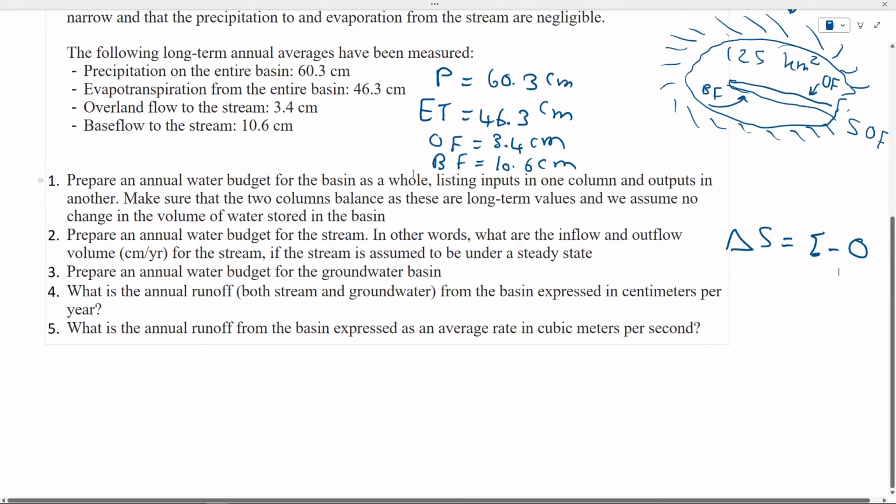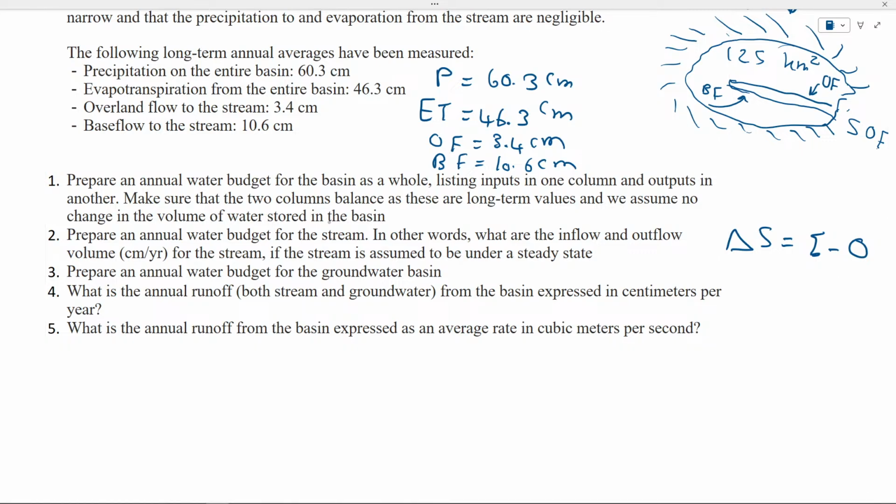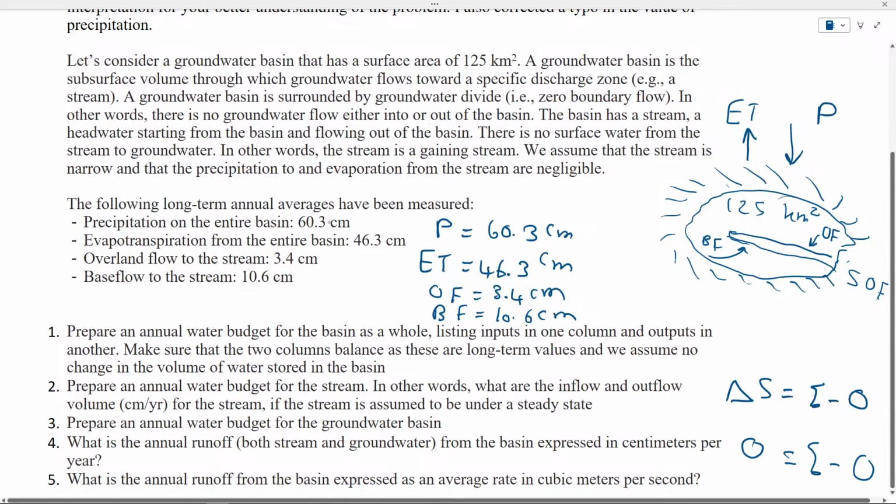Water budget for the basin as a whole, listing input in one column, output in another column. Make sure the two columns balance, as these are long-term values and we assume no change in volume stored. So basically here S is equal to 0, so input minus output is equal to 0. So how to do this? What would be the input and what would be the output? And again, here the entire basin.